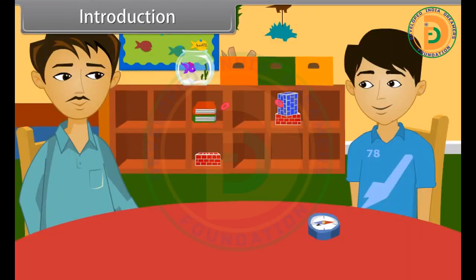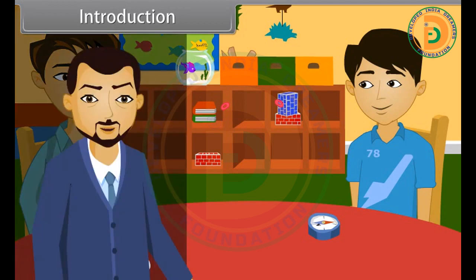Why did that happen? That happened because electric current acts like a magnet and produces a magnetic effect. Children, in this lesson, we will learn about magnetic fields, electromagnetic effects, electric motors, and electric generators.